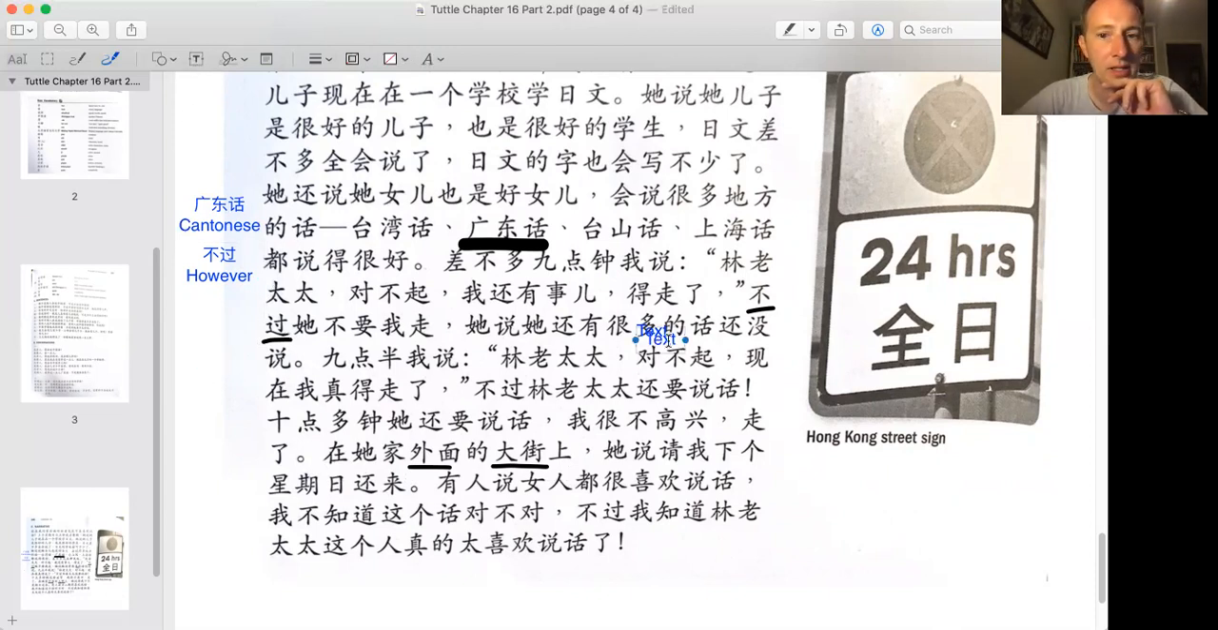And we'll also add 大街, so the street. 外面, meaning outside. And 大街, the street. She said, please, may I return at next Sunday.